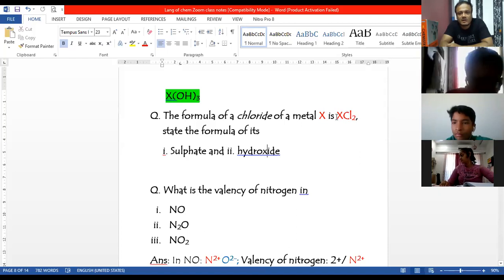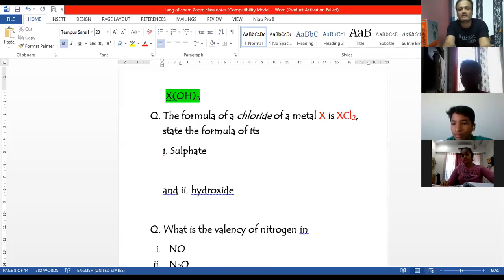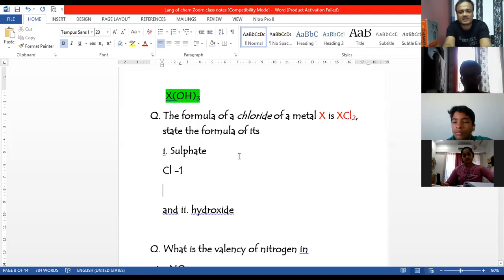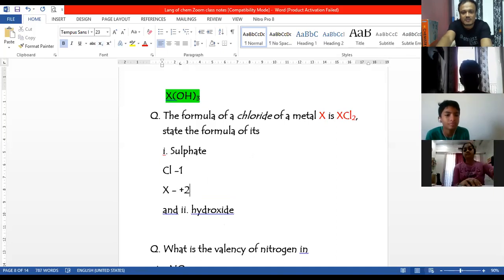Okay, so the formula of chloride of X is XCl2. So what would be the formula of the sulfate? Okay, so how do we do that? We have the formula of the compound as XCl2. We know the valency of chloride is -1. So if the valency of chloride is -1 and the compound formula is XCl2, the valency of X should be +2.